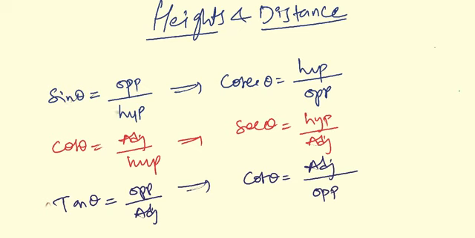Sin theta is nothing but opposite by hypotenuse, cos theta is nothing but adjacent by hypotenuse, tan theta is nothing but opposite by adjacent, cosecant theta is nothing but hypotenuse by opposite, secant theta is nothing but hypotenuse by adjacent, cot theta is nothing but adjacent by opposite.